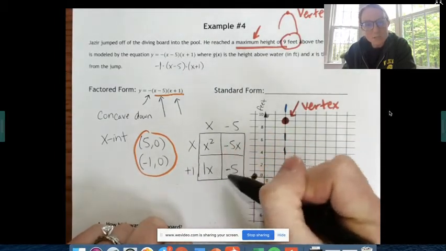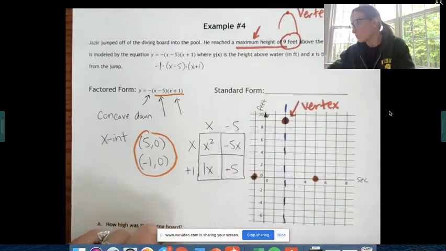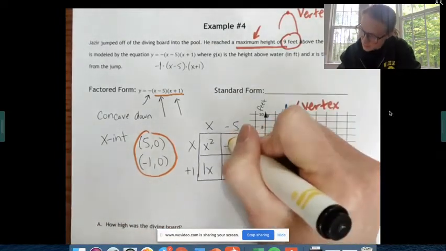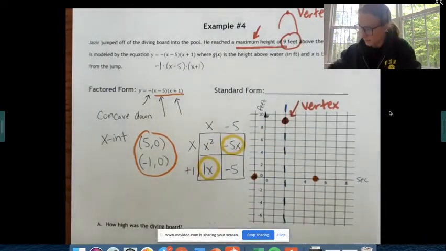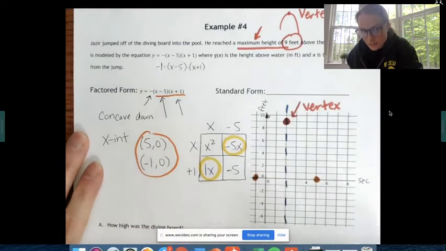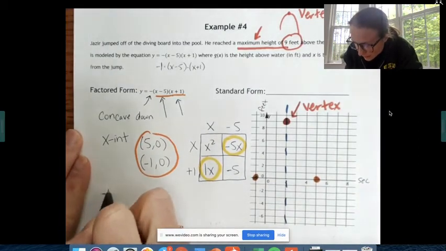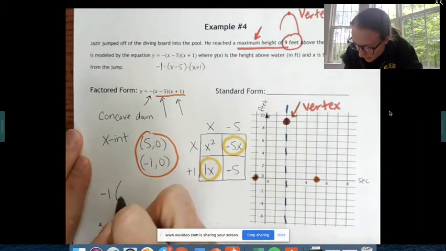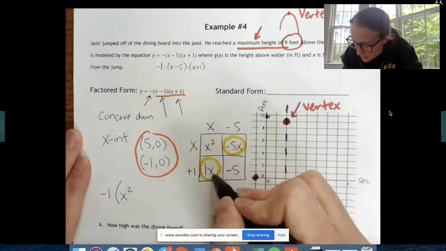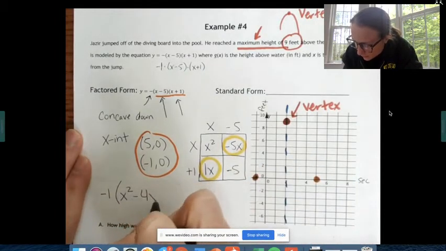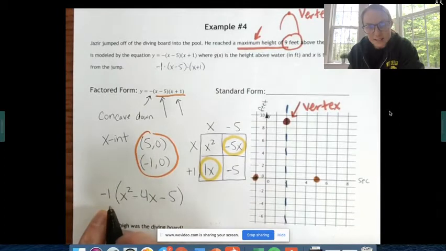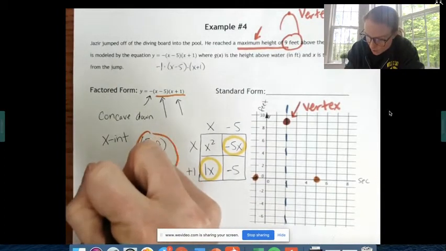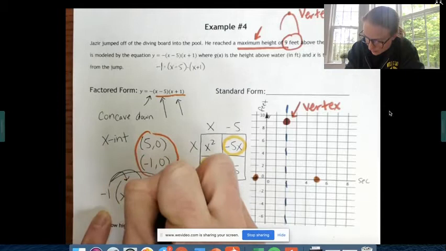So here is my start of standard form. Remember, we have to look for like terms. These are like terms, so we can add those together. I still have to do this -1, so I'm going to put that over here for right now. And in here, I have x squared. I combine these. I get -4x, because -5 plus 1 gives me -4, minus 5. My last step here, I've got to take that negative and distribute it into all 3 terms.